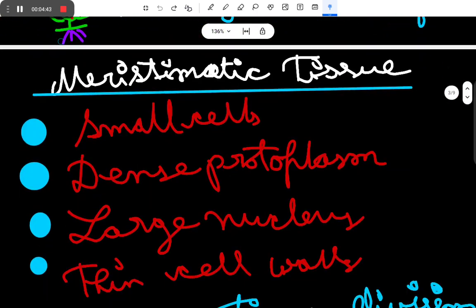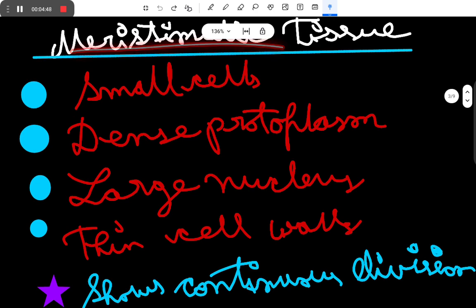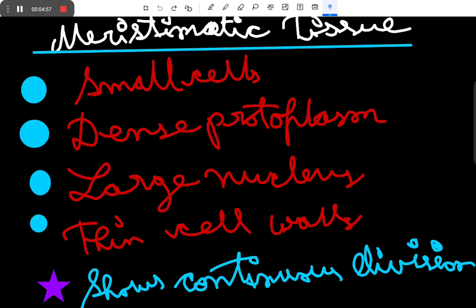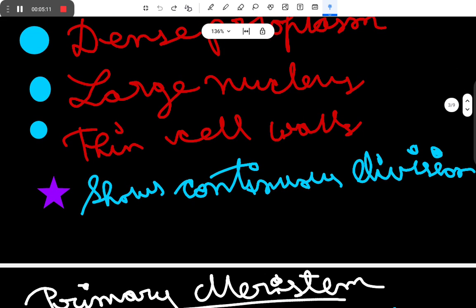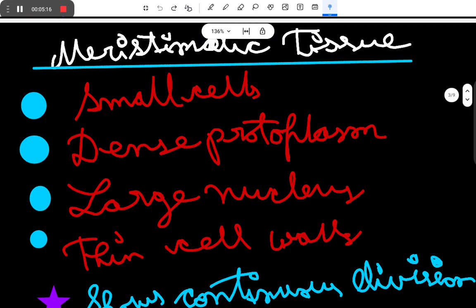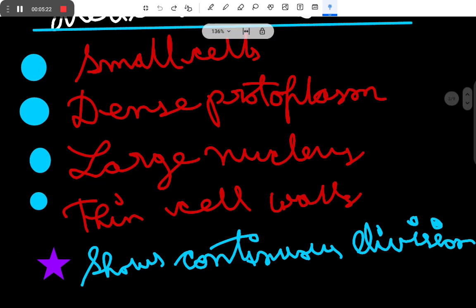Done? Now let's study their features, characteristics, general characters. Meristematic tissues are those tissues which show continuous division. This is the most important thing, continuous division. They contain small cells with dense protoplasm. Protoplasm means cytoplasm plus nucleoplasm. They have small cells but contain a large nucleus and have thin cell walls. All this, large nucleus, thin cell walls, and small cells, aids in multiple division, right?